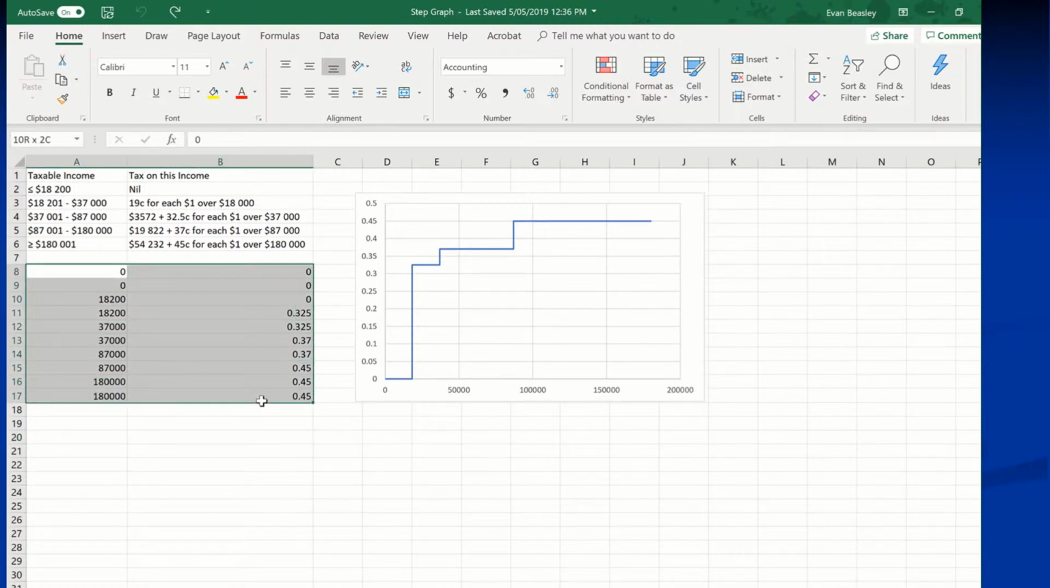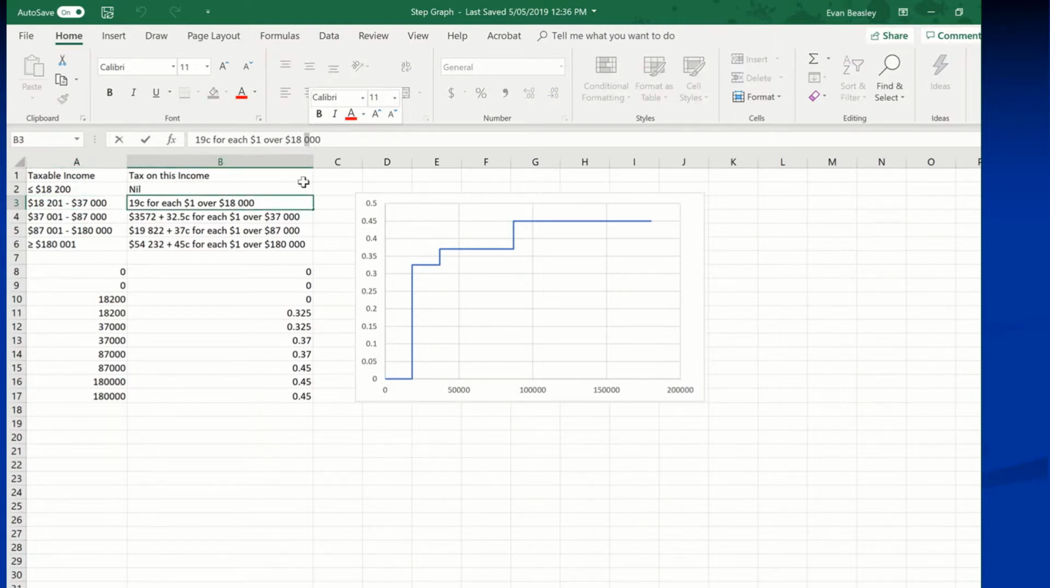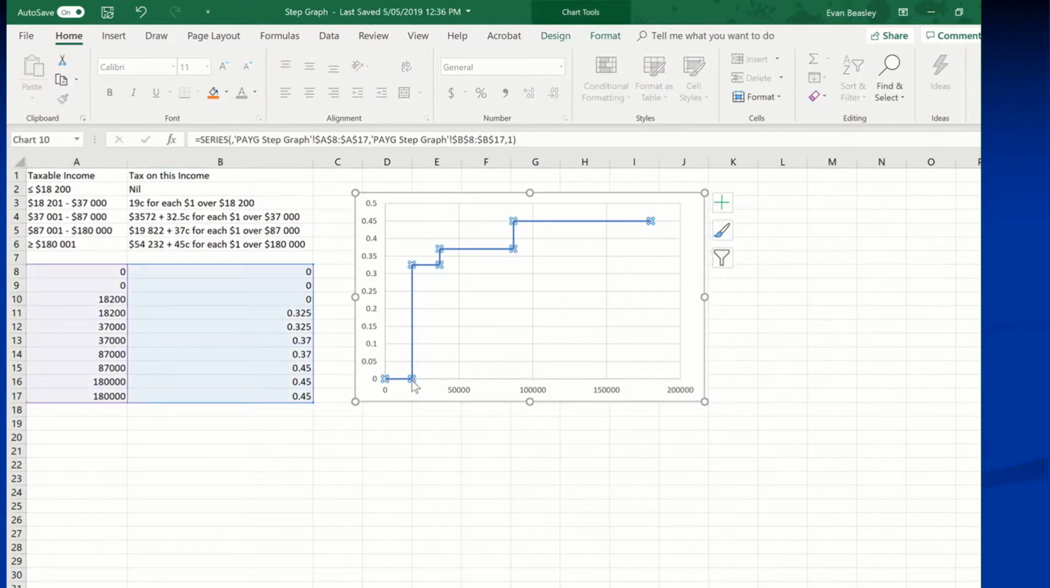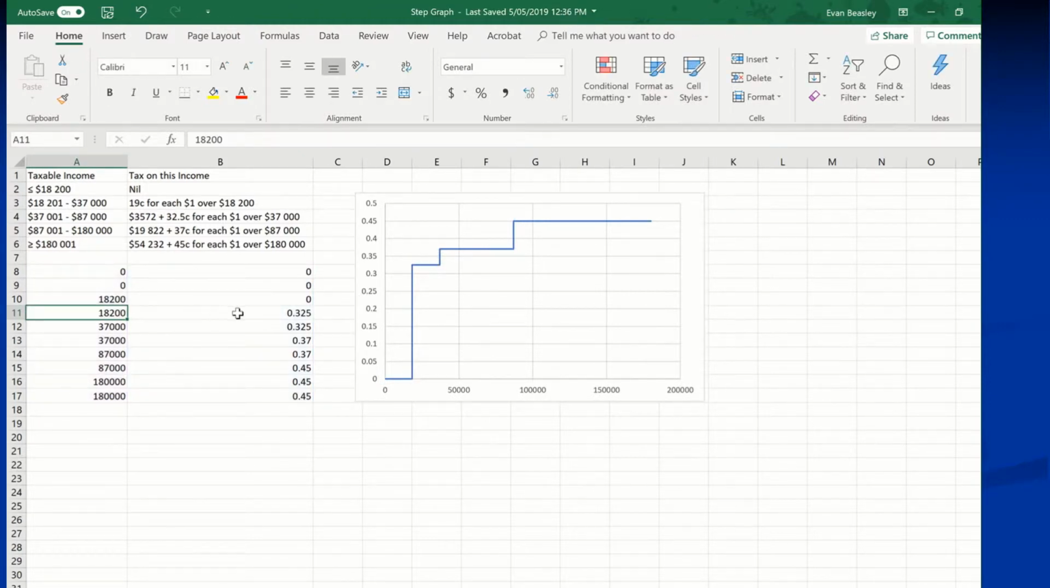So when you're constructing these stepwise graphs, just place in each value twice, so the start and the finish value. For example, with our taxable income, let's look at our second tax bracket of 18,200. You're going to be charged at 19 cents for every dollar over 18,200. So at the start of 18,200, you're not going to be charged a cent. But at the end of 18,200, or as soon as you hit that, you're going to be charged 32.5 cents.